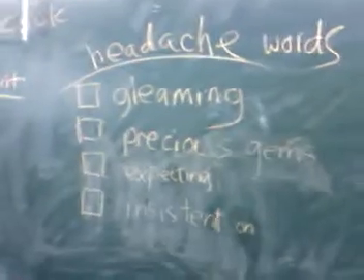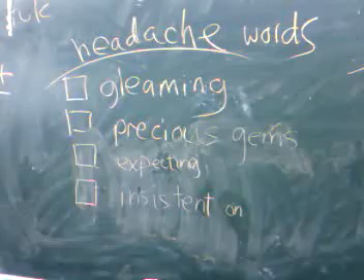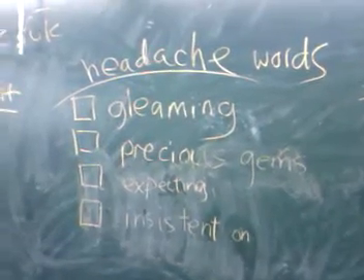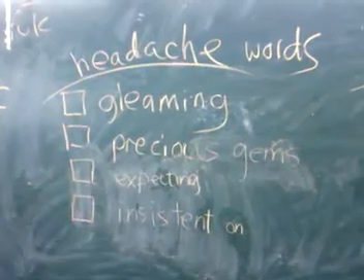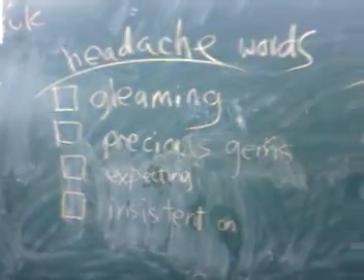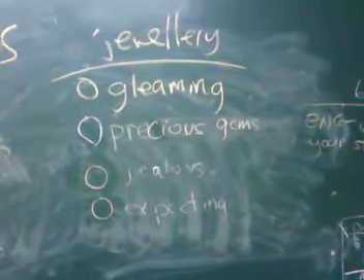One group of students created this group of words: gleaming, precious gems, expecting, insistent on. And they said that these were headache words. That is, these are words that when they have to think of them, they get a headache. But right over here, we have some of those same words.